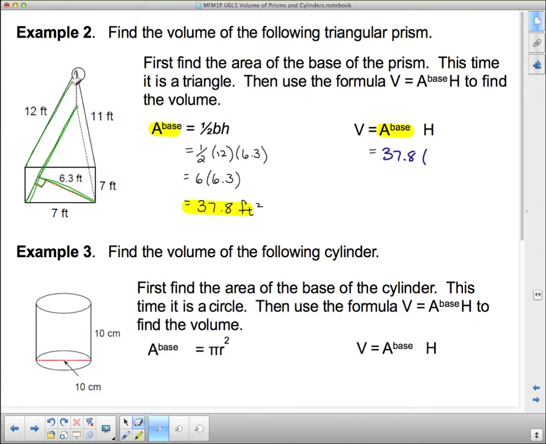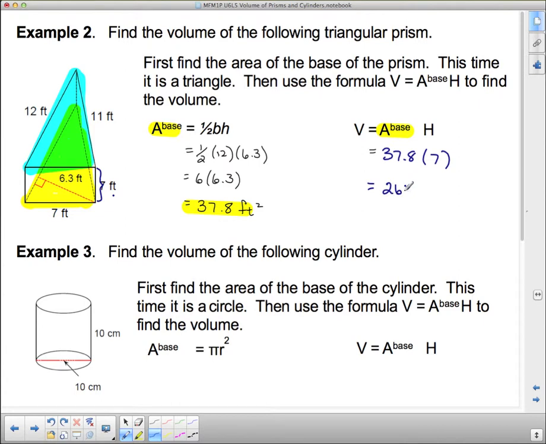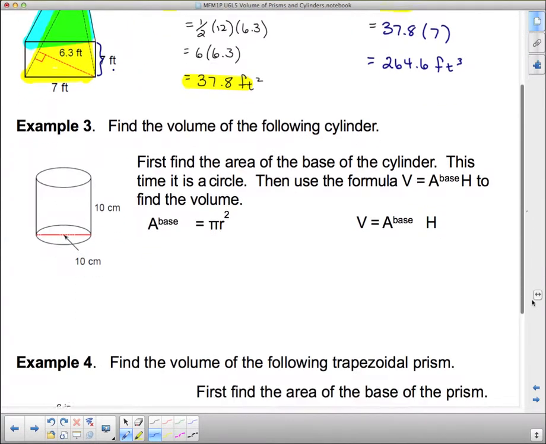So if we take a look at this, and I'm going to erase some of that again, here's the base, this yellow thing here, and the top is this blue thing right here. And the distance from the yellow part to the blue part, you've got to try and be able to think three-dimensionally, is this thing in here, which is 7. So the height of the whole prism is 7 feet. So 37.8 times 7 is 264.6. And this is measured in feet, and since it's a volume measurement, which is three-dimensional, we have to have cubic feet.